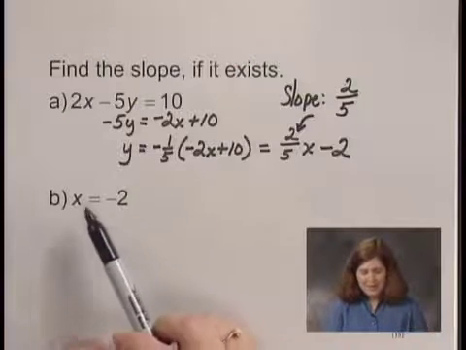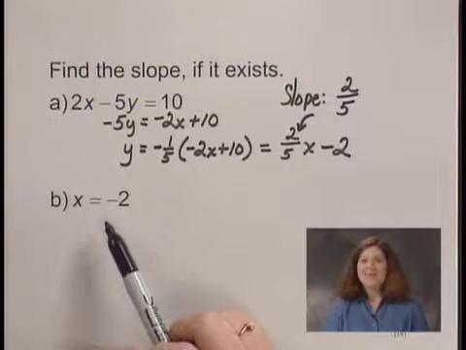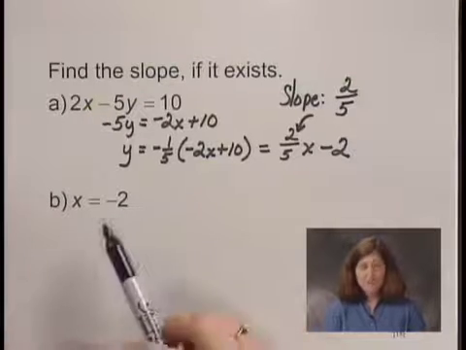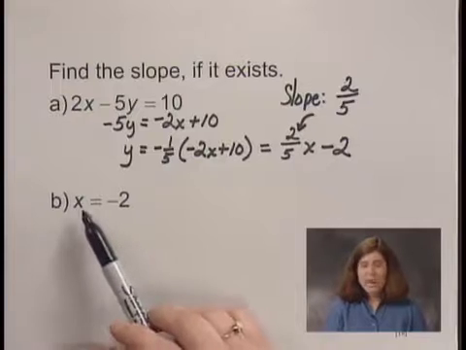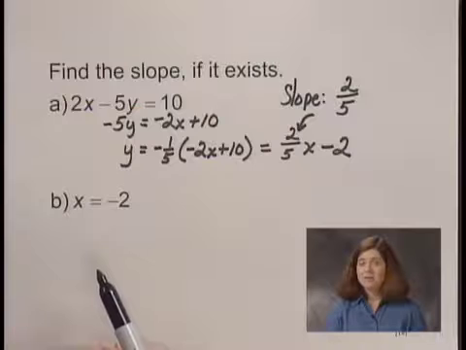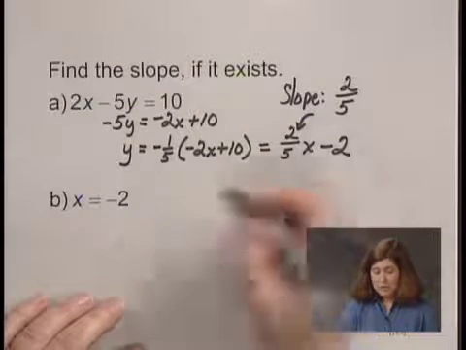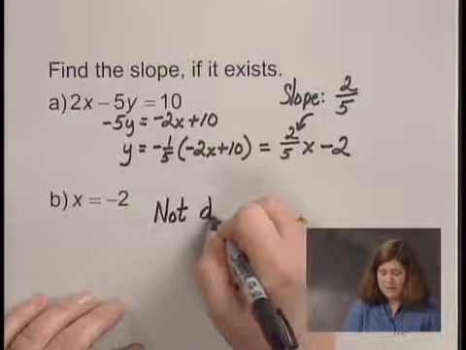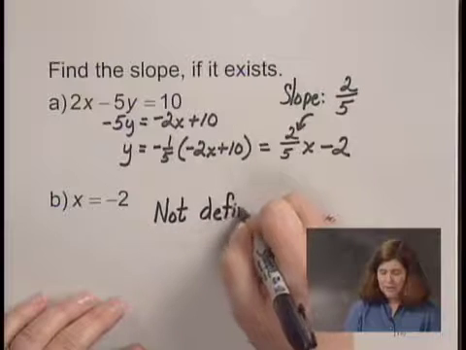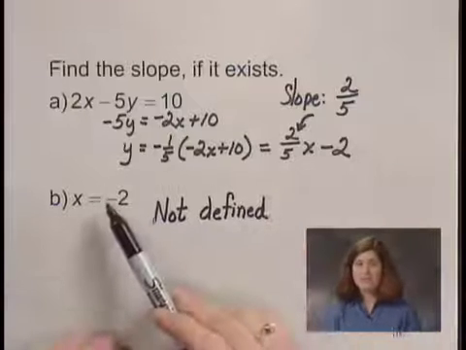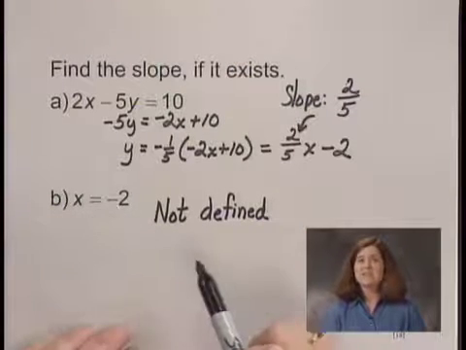Now, this line is a little different. We notice that we can't solve for y because there's no y term present. Also, if you remember, the graph of x equals negative 2 is a vertical line, and the slope does not exist. So, we say that the slope here is not defined. And you want to be careful not to write there is no slope or zero slope. The slope is not 0 here. The slope is not defined.